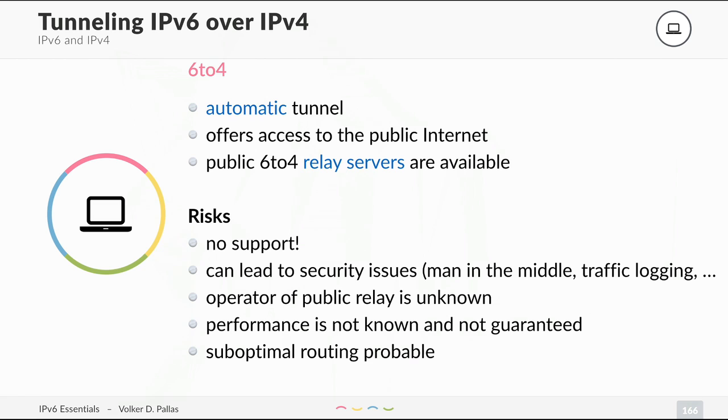The operator is unknown. The performance is not guaranteed. It might be good, it might be bad, because you never know what type of access this public relay server has. Maybe it has only 10 megabits, maybe it has 10 gig, nobody knows. And suboptimal routing is not only possible, it's probable, because you don't know where the relay server is. You might send your traffic from the US to Europe just to be encapsulated to IPv6 and then sent back to the US. Doesn't make sense. Let's have a look how this type of tunnel works.